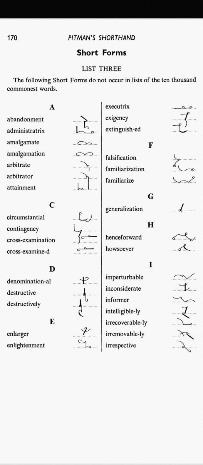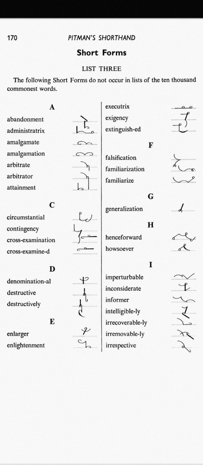Cross examine, cross examined, KR with S circle with G above the line. Denomination, denominational, D on the line, N stroke with shun hook intersect here above the line. Destructive, D on the line with S circle with TR with V hook through the line.